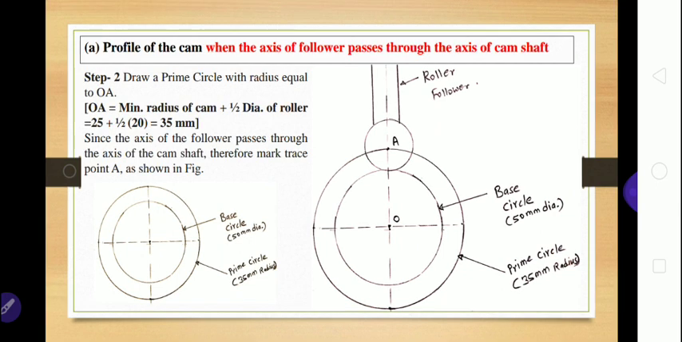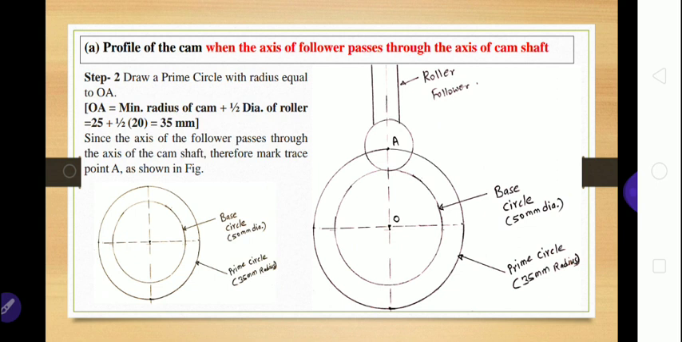Our second step is to draw a prime circle with the radius equal to OA. Now see here, in the previous two problems we have only drawn the base circle. On that base circle at the top we have shown the knife edge follower, because in a knife edge follower the base circle and prime circle coincide with each other, that we have seen during the nomenclature of cam. In the second video of the cam, we have seen the base circle and prime circle are one and the same for the knife edge follower.